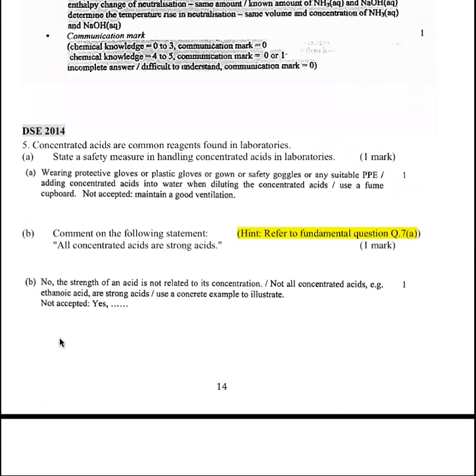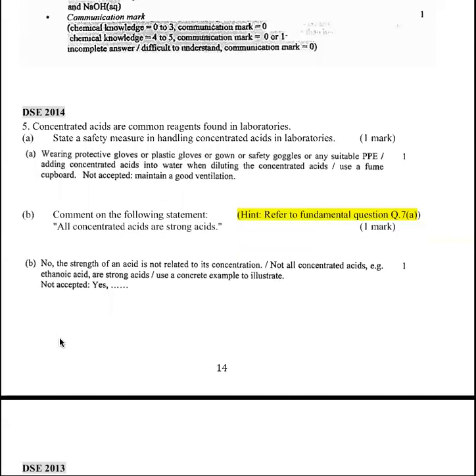This one, again, is pretty straightforward. Any safety precautions, like wear gloves, wear safety goggles, a lot of things. And then the next one, comment on the following statement. You can mention there are two different concepts. Because there's only one mark, I don't want you to write an essay. There is no need to write an essay. Just give an example, that would be enough. For example, ethanoic acid is a weak acid, but it can be concentrated.